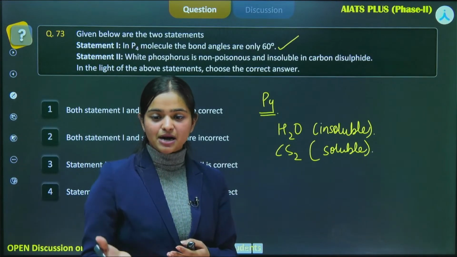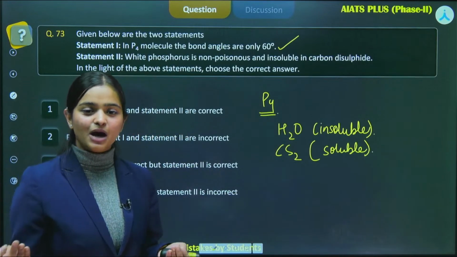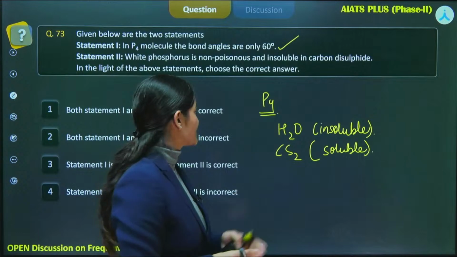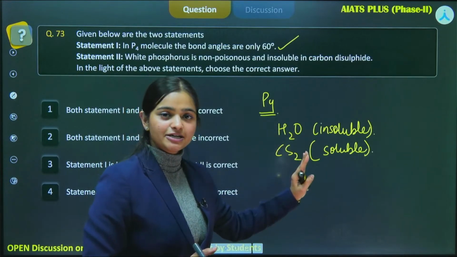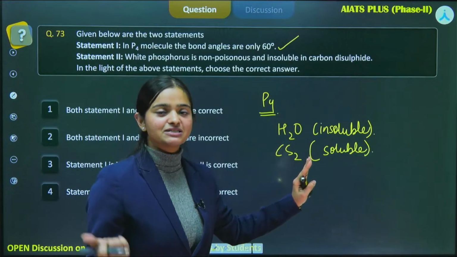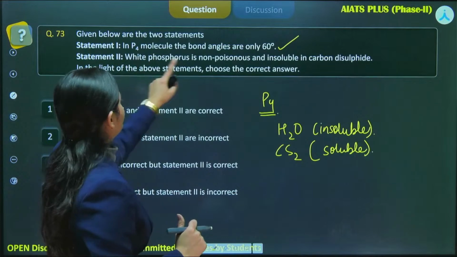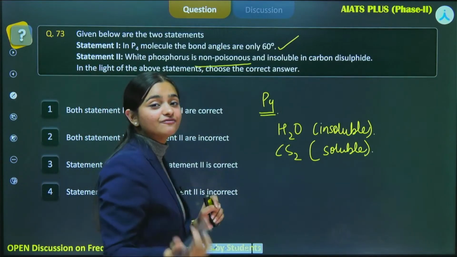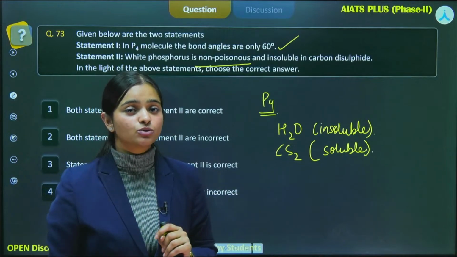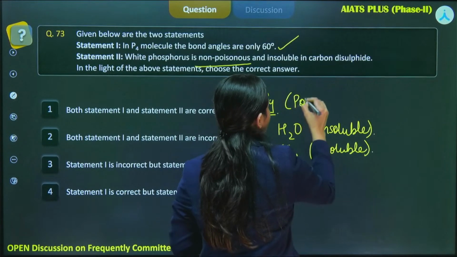Statement 2 is incorrect. Statement 1 is correct. I hope you are clear with the explanation as well. So in CS2, the P4 molecule is soluble, and so are alpha sulfur and beta sulfur. We will come to that later. Now, white phosphorus is non-poisonous is also wrong, because white phosphorus, the P4 molecule, is very poisonous.